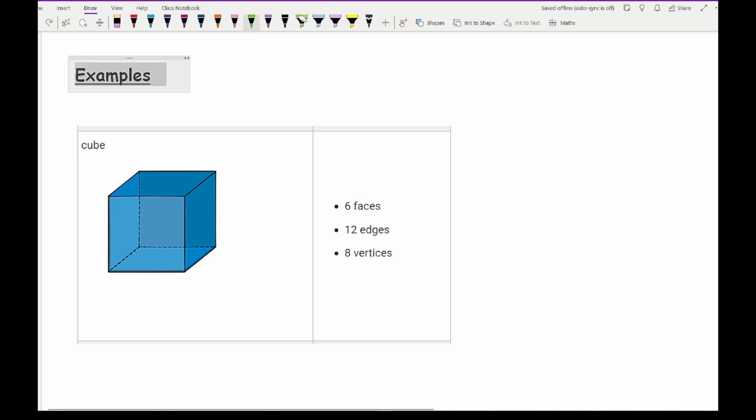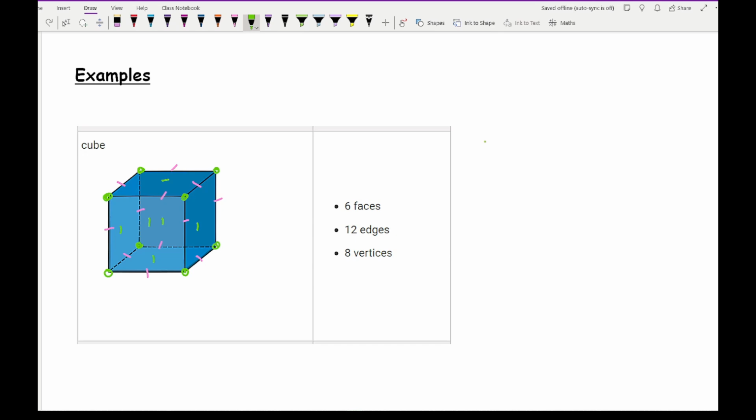So let me just highlight where those 6 faces are. So we've got 1, 2, 3, 4, 5 and 6. And number of edges, so it's how many lines that we can see. So we've got 1, 2, 3, 4, 5, 6, 7, 8, 9, 10, 11 and 12, and the vertices are the corners. So we've got one corner here, one corner there, one there, one there, one there, one there, one there and one there, giving us a total of 8.